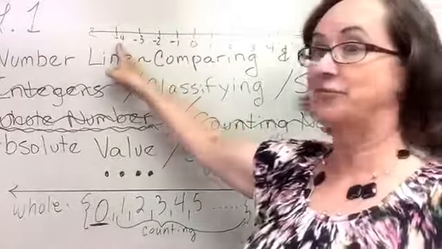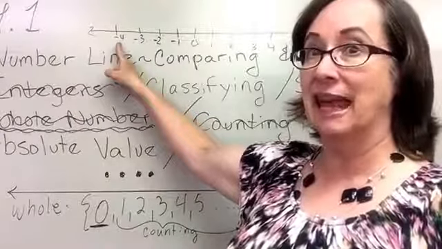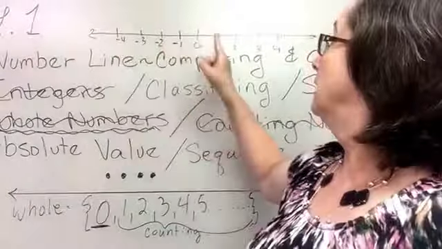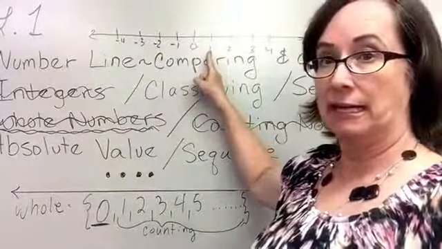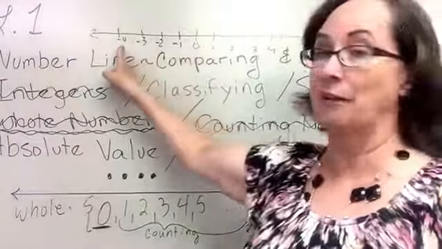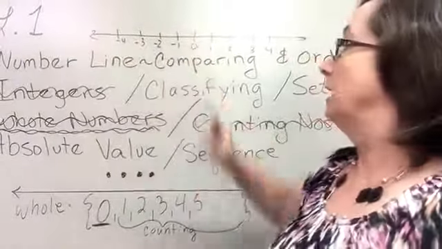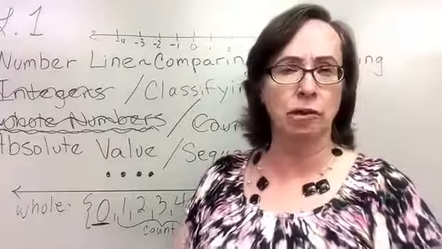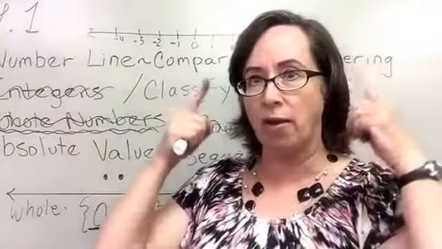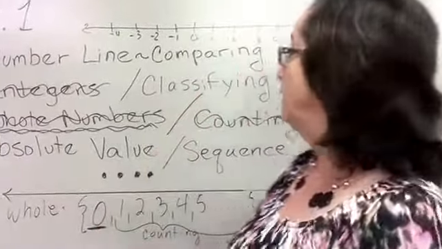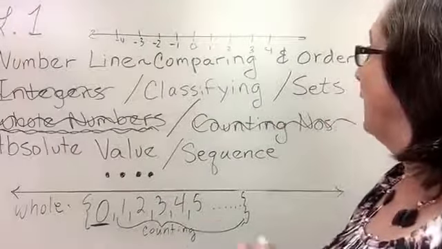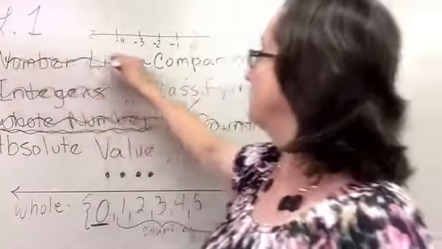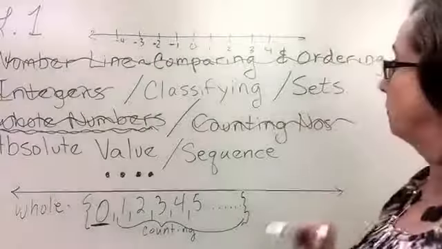Okay? Negative 4 is less than 1. Okay? Because negative 4 is to the left of 1. So when we're comparing and ordering our numbers, we're thinking, where are they on the number line? Okay? So we've talked about number line and comparing and ordering.